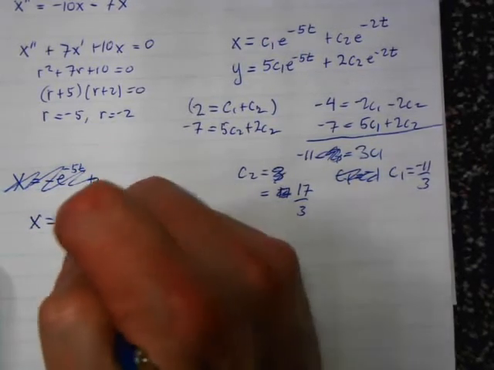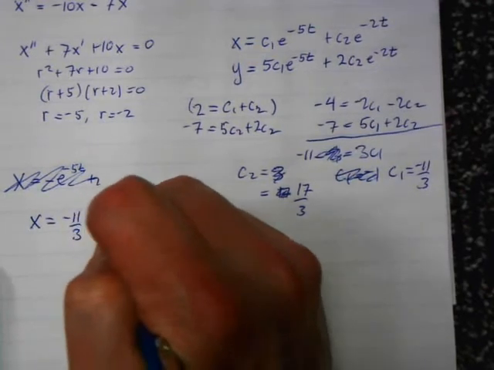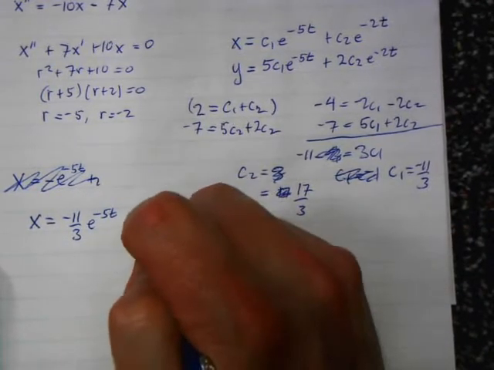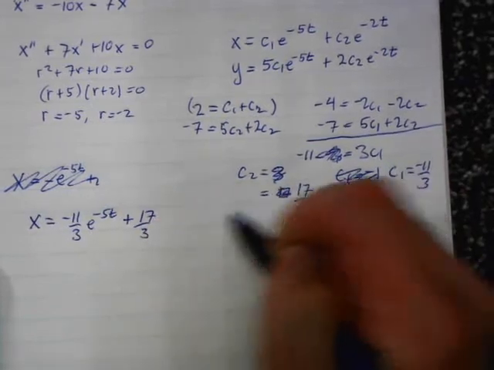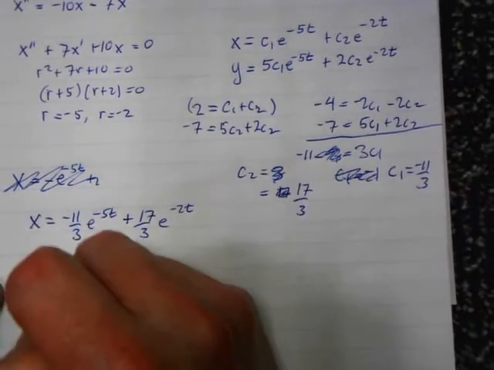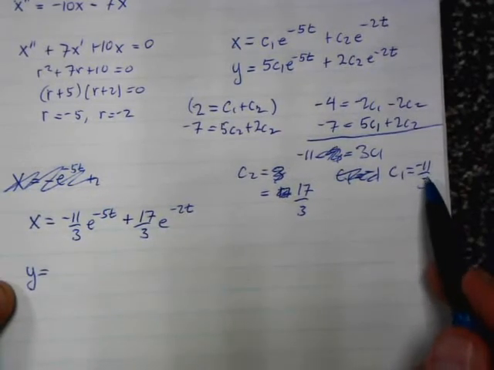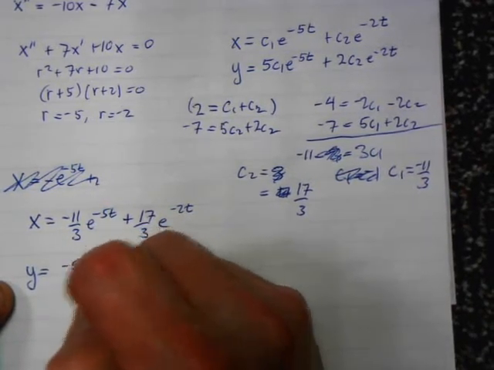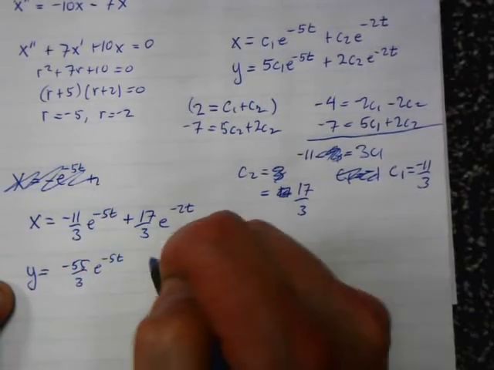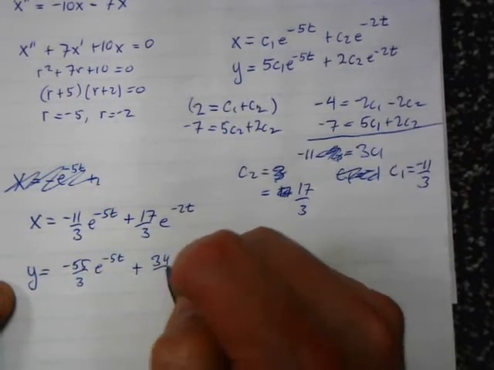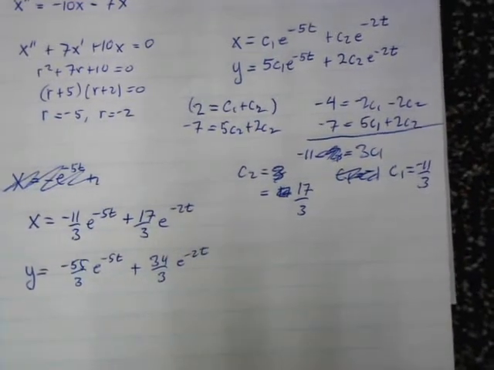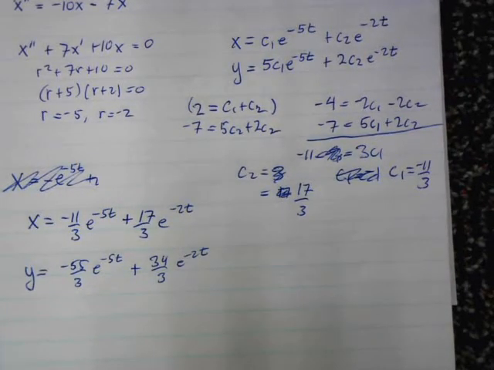X equals negative 11 thirds e to the minus 5t plus 17 thirds e to the negative 2t. And then y is, I got to multiply this one by 5, so that's negative 55 thirds e to the negative 5t plus 34 thirds e to the negative 2t. Questions on that? Congratulations.